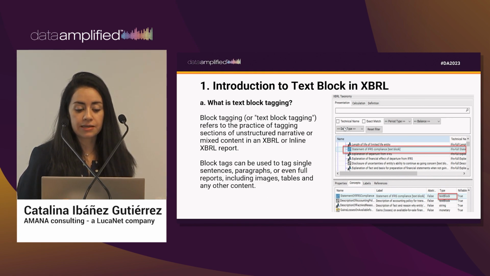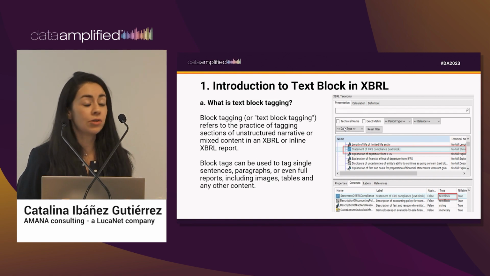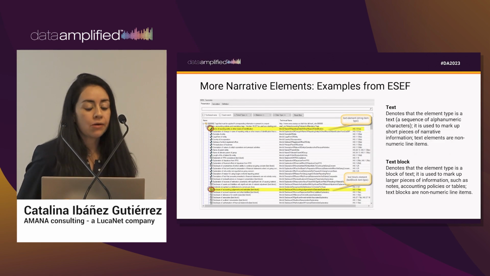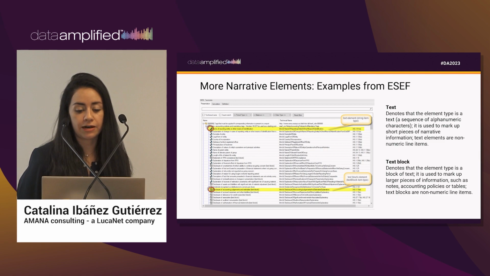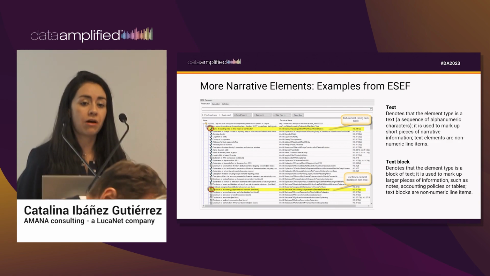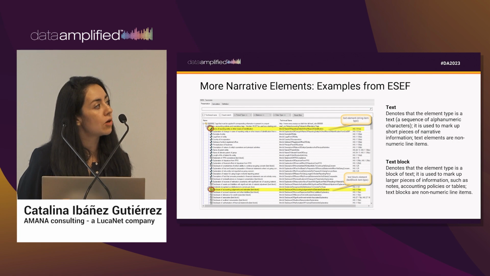A block tag can be used to tag single sentences or a paragraph or even a full report, a lot of pages of content, including images, tables, and other content. And this, I think, I can tell you, is the challenging part of text block tagging. What else do we have about narrative elements? We also have the text tag, that is just sentences of alphabetic characters used to mark a short narrative part of a report. Or we have the text block, that is the one that I'm going to focus on in this presentation, the large part of text content.